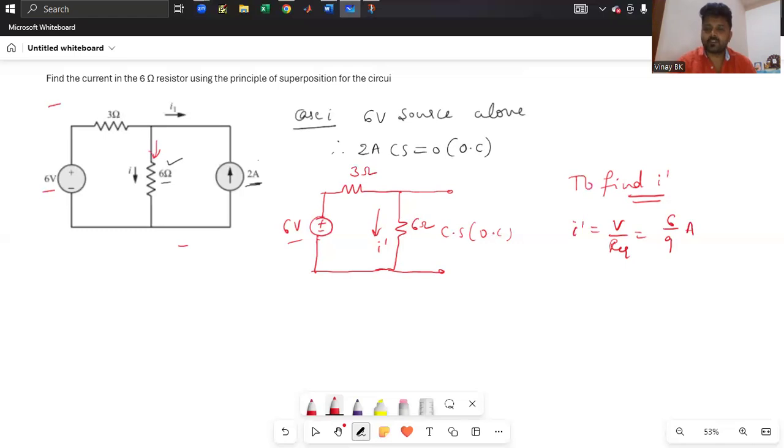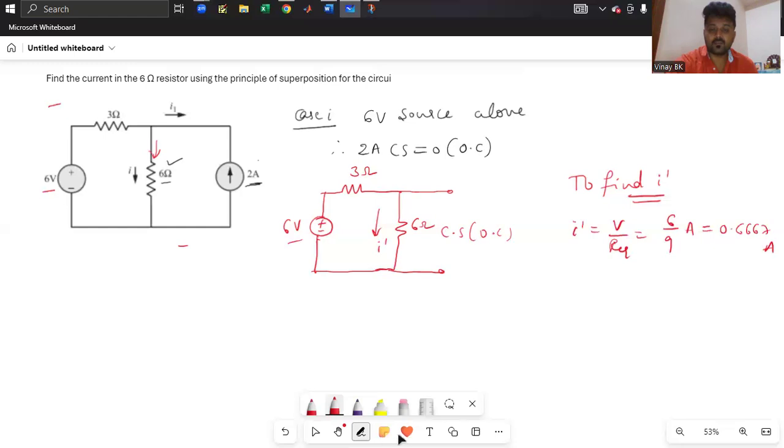6 by 9 amperes is nothing but 0.666. 6 divided by 9 is nothing but 0.667 amperes, 0.6667 amperes. So this is the first case. Similarly, you have to do it for case 2.